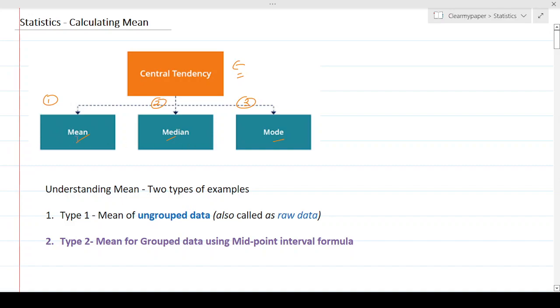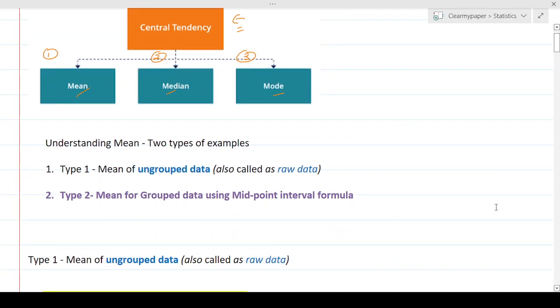Maybe this episode and possibly the next episode, we'll talk about mean and understand with some examples how to calculate the mean. Okay, so like I said, to understand the mean, we are going to take a few examples, and there are typically two types of examples that come in. And again, some terminologies here and some jargons.